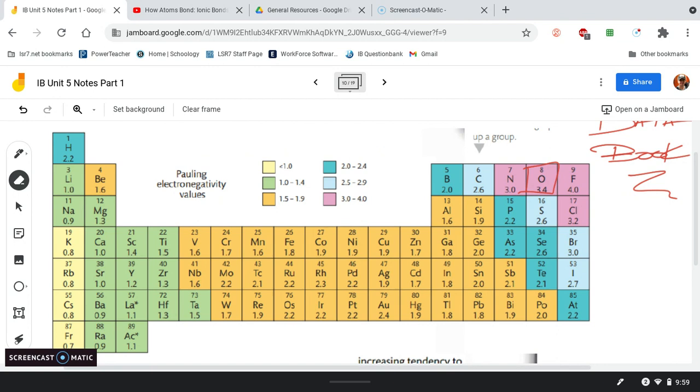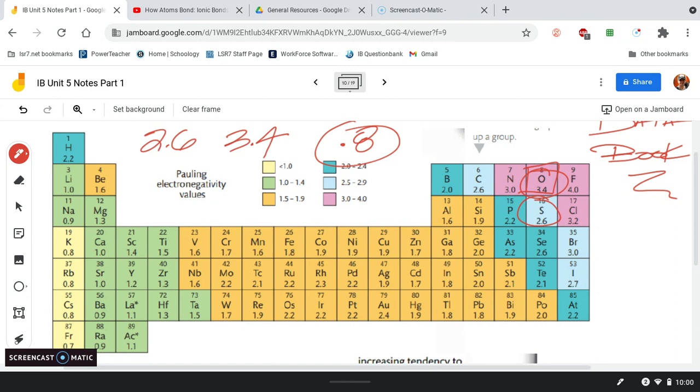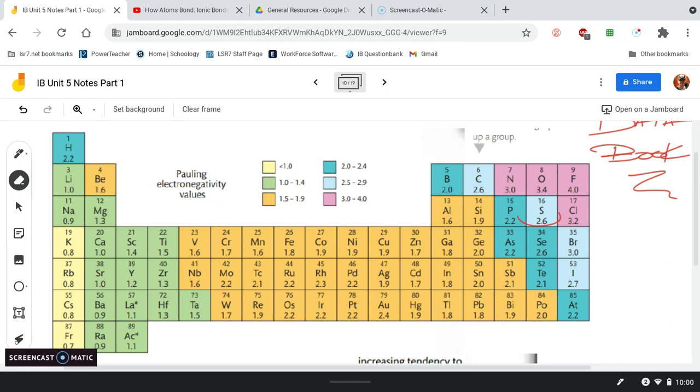It's probably covalent. So if we put sulfur and oxygen together, you have 2.6 and you have 3.4. All right. Well, that's only going to be a difference of 0.8. Well, that's a very, very small difference, and so that's not ionic. Something like sulfur dioxide, SO2, that's a covalent bond. And so as the number difference gets bigger, it's more ionic, and as it gets smaller, it's more covalent.